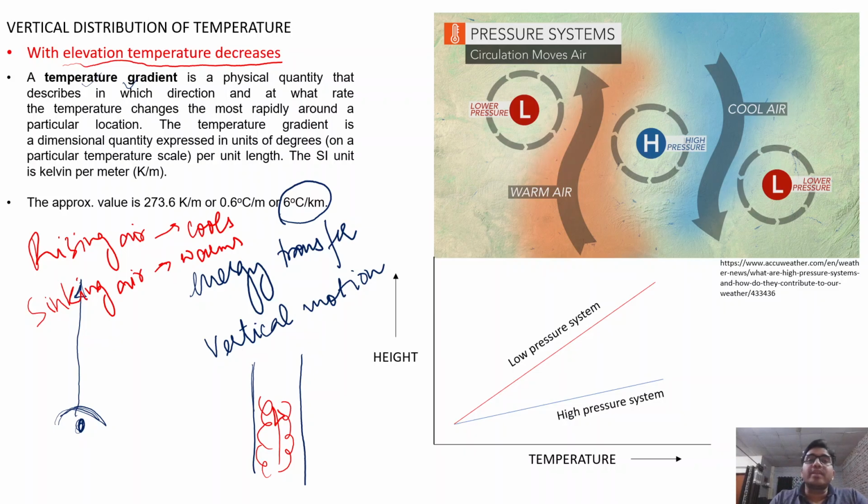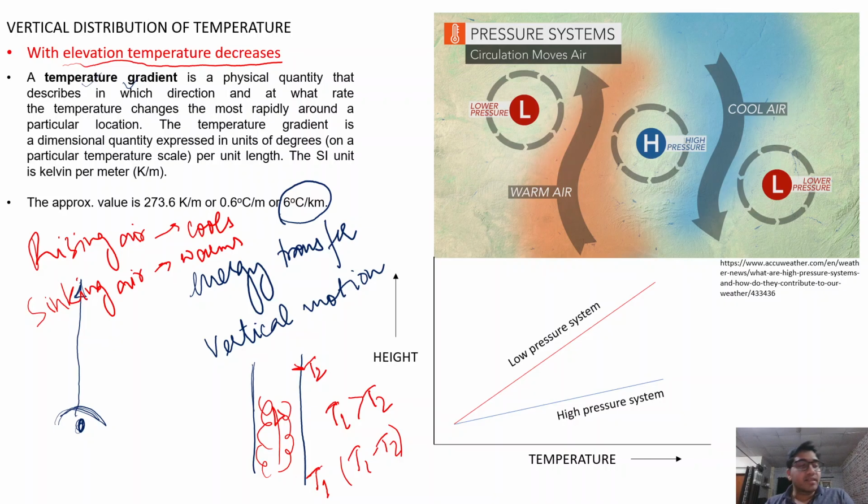So let us say at the surface the temperature was T1, and at some height H the temperature was T2. Definitely, as this air is rising, T1 will be more than T2. So how much has this change in temperature occurred? That will be T1 minus T2. This will be the temperature gradient for that particular height and location.